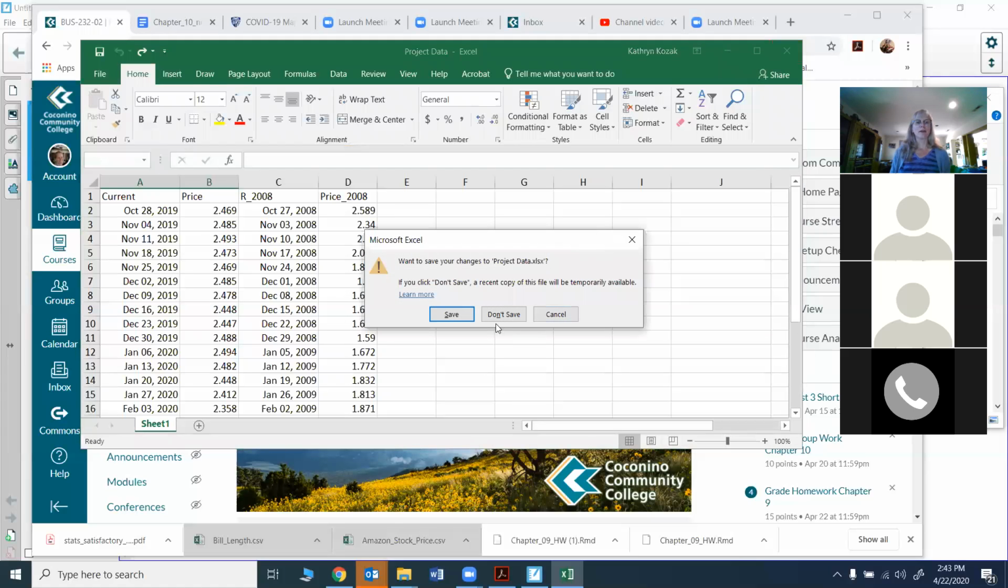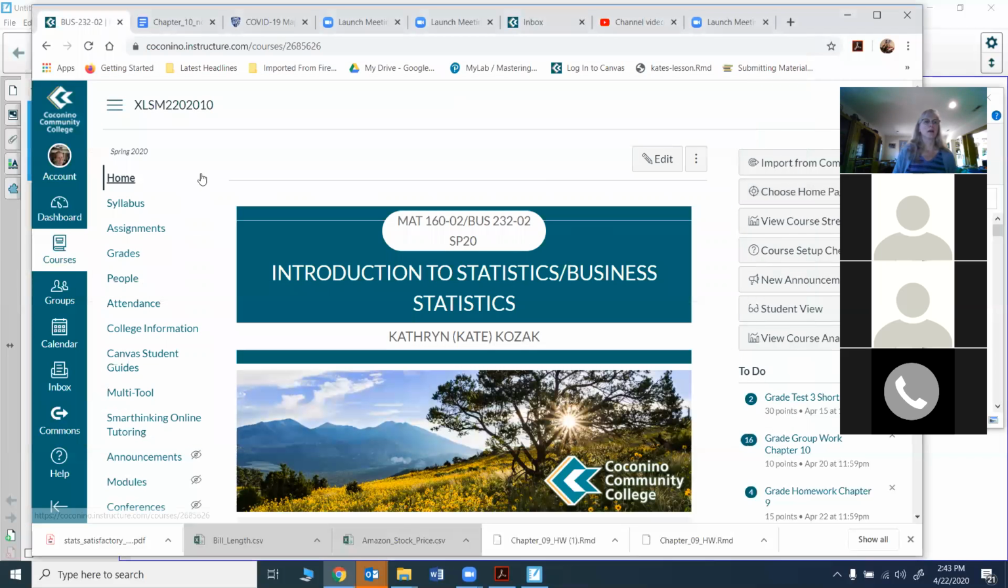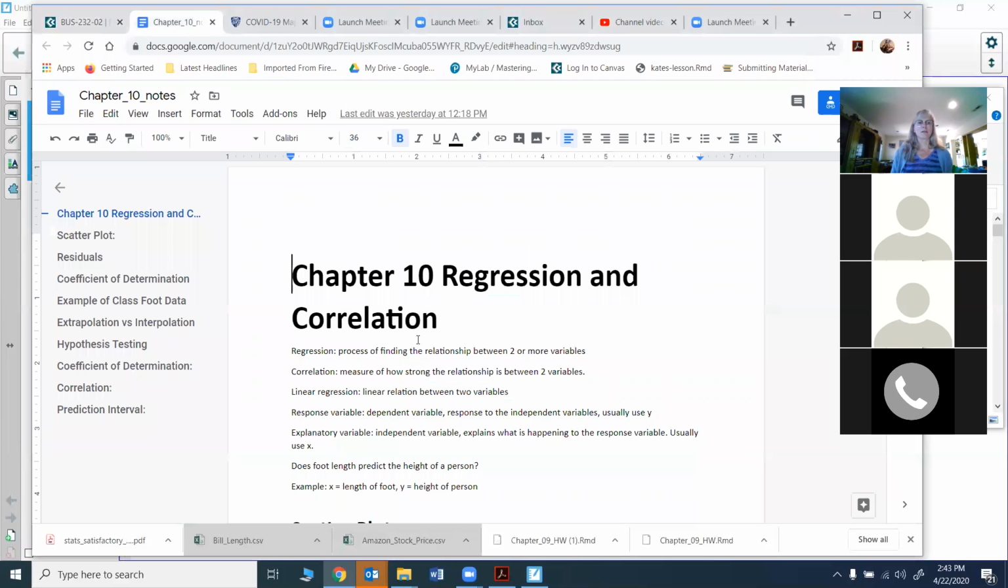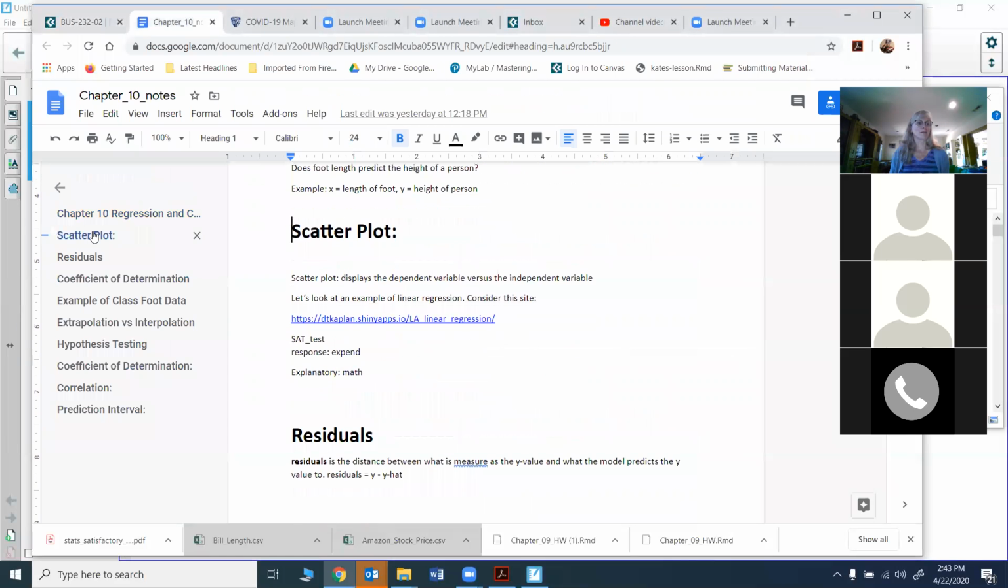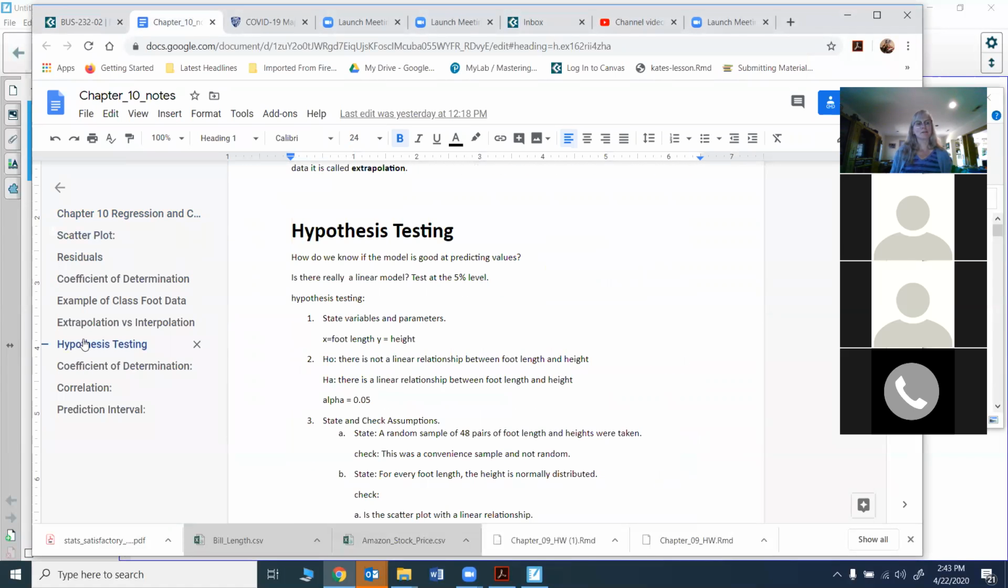All right, so I do want to go on to where we were. We were talking about chapter 10, which was regression and correlation. I reorganized this a little bit and put in headers so you could click on this and say, I want to find out more about scatter plots or residuals or different things. We were in the midst of doing a hypothesis test, so I want to finish talking about that hypothesis test from last time. And then we're going to get into a couple more concepts here.